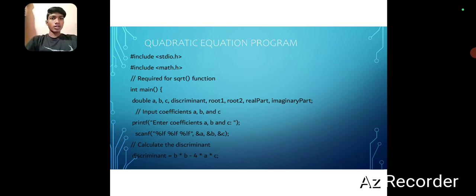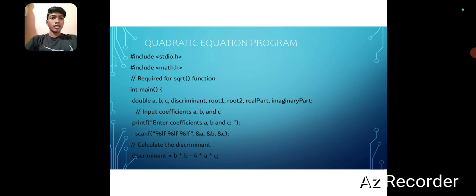Quadratic equation program. #include <stdio.h>. #include <math.h>, required for the square root function. int main: double a, b, c, discriminant, root1, root2, real part, imaginary part. Input coefficients a, b and c.